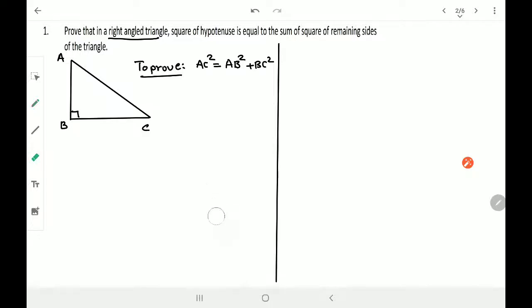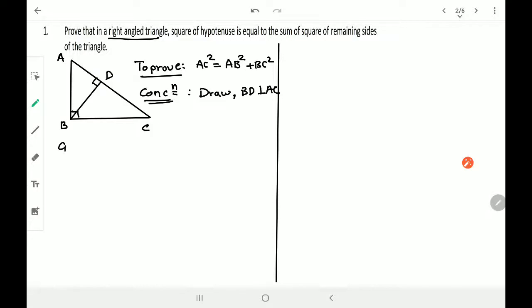Of course, we need some construction here. So let's continue with the construction. You need to remember this construction. You have to draw a perpendicular from B on AC. I'll just name it as D. So what I will write in construction: draw BD perpendicular to AC, or draw perpendicular from B on AC intersecting it at point D. Anything you can write, no problem. So I have written the construction. I have written to prove.